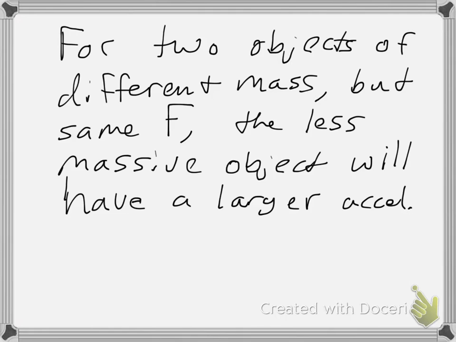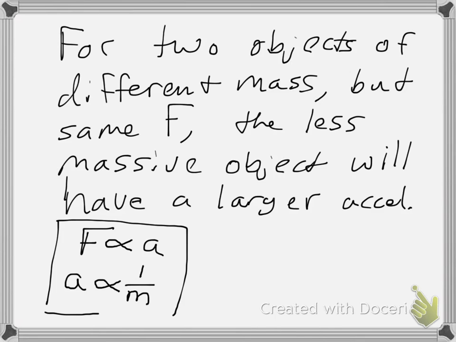So mathematically what this means is that if I have an object that has a force applied to it, then that force will be proportional, this is the symbol for proportional, to the acceleration, and the acceleration will be inversely proportional to the mass. Okay? So these are the two mathematical expressions, they're not equations, that we have to encompass with this one equation that we're about to write.